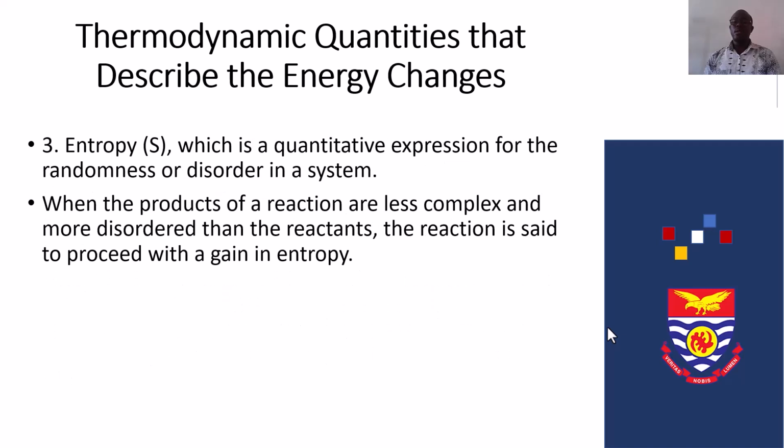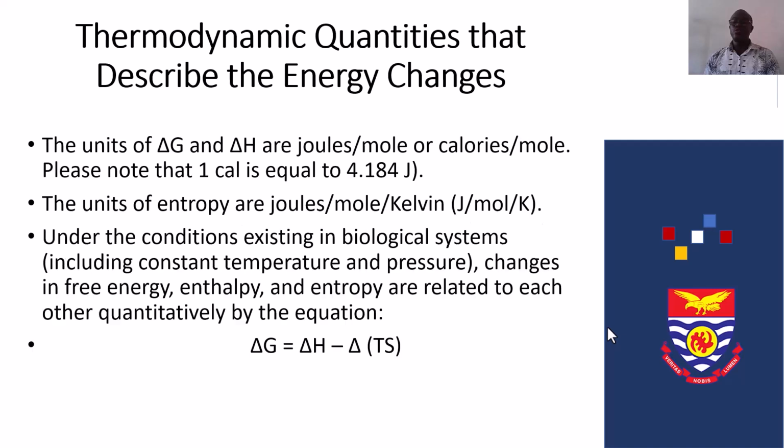Entropy, S, which is a quantitative expression for the randomness or disorder in a system. When the products of a reaction are less complex and more disordered than the reactants, the reaction is said to proceed with a gain in entropy.